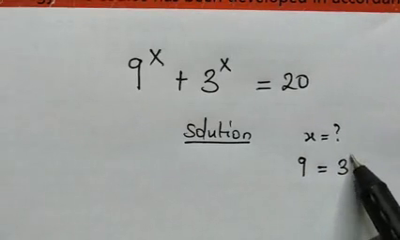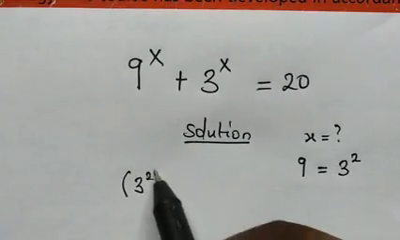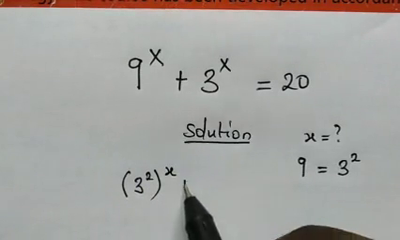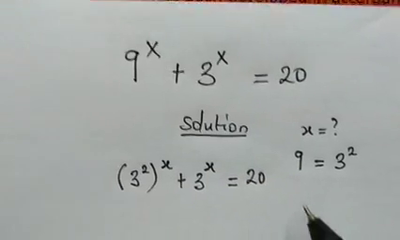in index power of 3 as 3 to the power of 2. So we're going to write the equation as 3 to the power of 2 raised to the power of x plus 3 raised to the power of x. This is equal to 20.